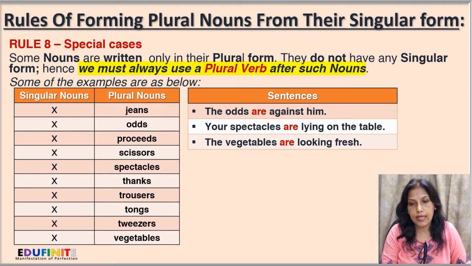Now let's look at the sentences. The odds are against them. So we are using the plural verb are after odds. Your spectacles are lying on the table. So after spectacles, again we are using the plural verb are. The vegetables are looking fresh. So the vegetables, we are again using the plural verb are.